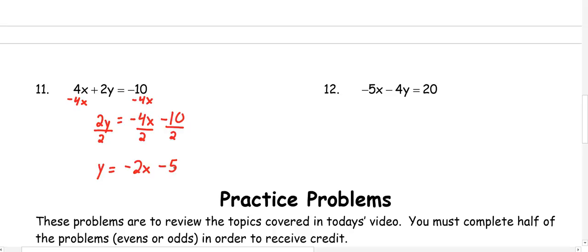Let's try one more example. So number 12, we're going to start by adding 5x to both sides. Negative 4y equals 5x plus 20. Then we're going to divide everything by negative 4 because that's the number in front of the y. So y equals, we can't reduce this first fraction, so we're going to leave it as negative 5/4 x. 20 divided by negative 4 is minus 5.